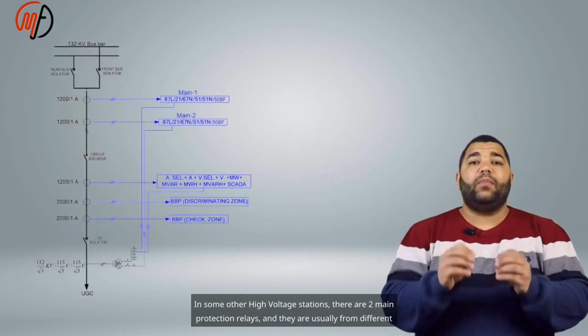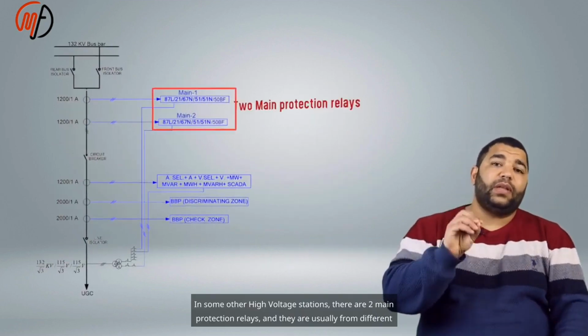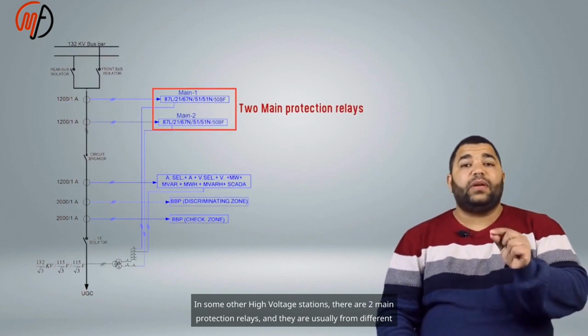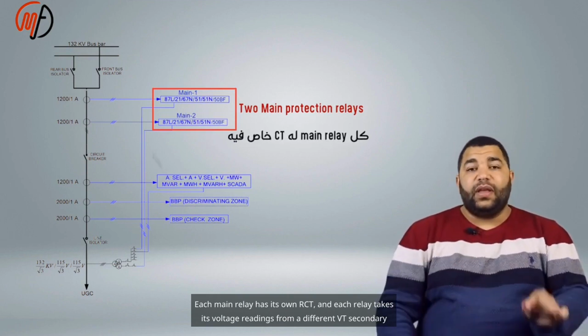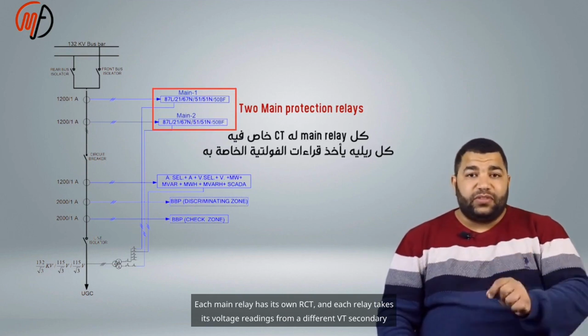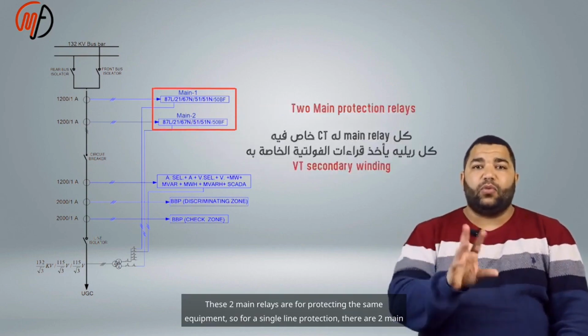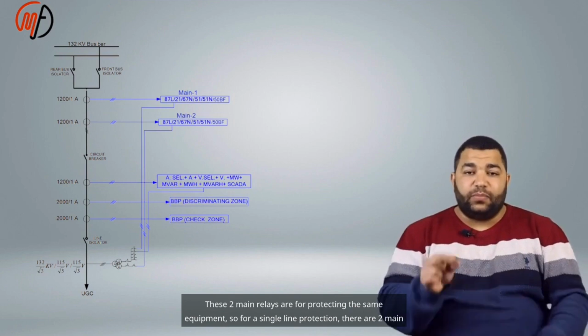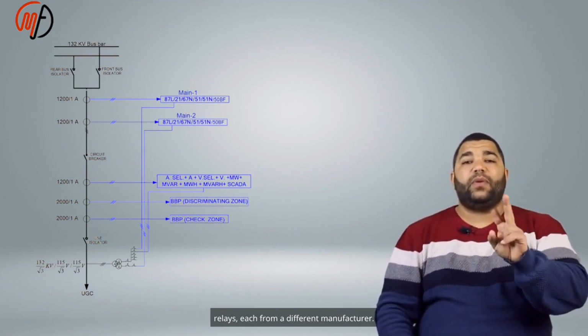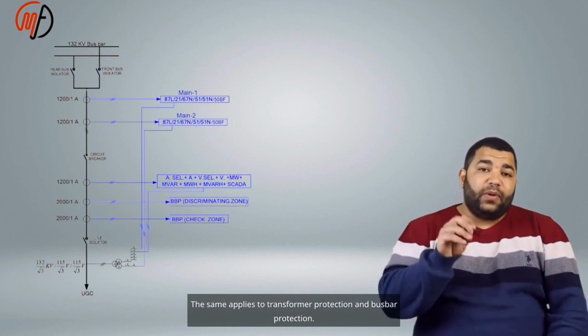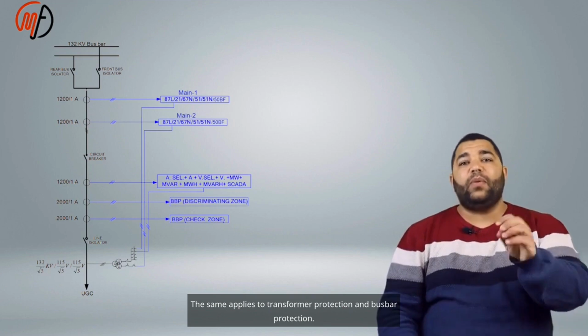In some other high voltage stations, there are two main protection relays, and they are usually from different manufacturers. Each main relay has its own CT, and each relay takes its voltage readings from a different VT secondary winding. These two main relays are for protecting the same equipment, so for a single line protection, there are two main relays, each from a different manufacturer. The same applies to transformer protection and bus bar protection.